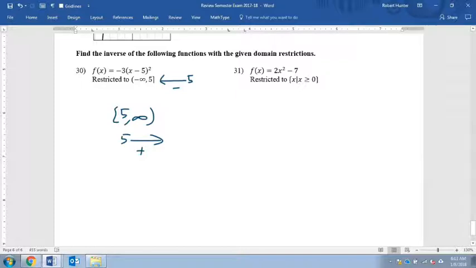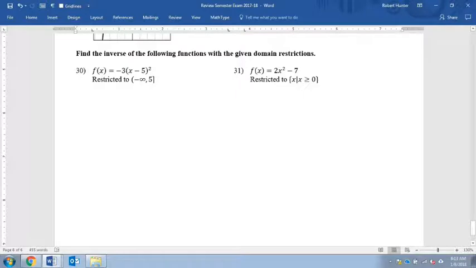Let me reiterate that again. Remember when we square root, we say plus or minus the square root? If I want everything to the left, the negative side, I only put the negative out here. If I want from 5 to infinity, the right side, I put the positive out there. Okay? That's what this is. Let's erase this.